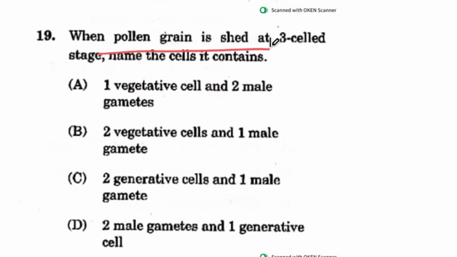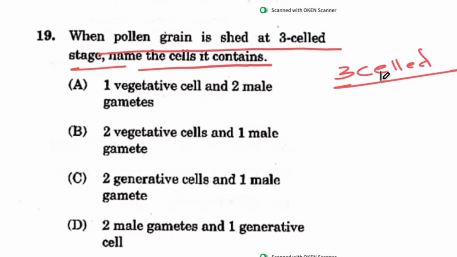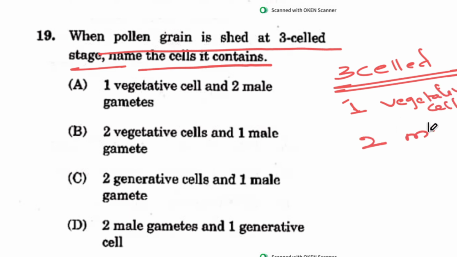When pollen grain is shed at three-celled stage, name the cells it contains. Three-celled stage, one vegetative cell and two male gametes. One vegetative cell, two male gametes. A is the right answer. And some of the pollen will be shed at two-celled stage, where one vegetative cell and one generative cell will be observed.